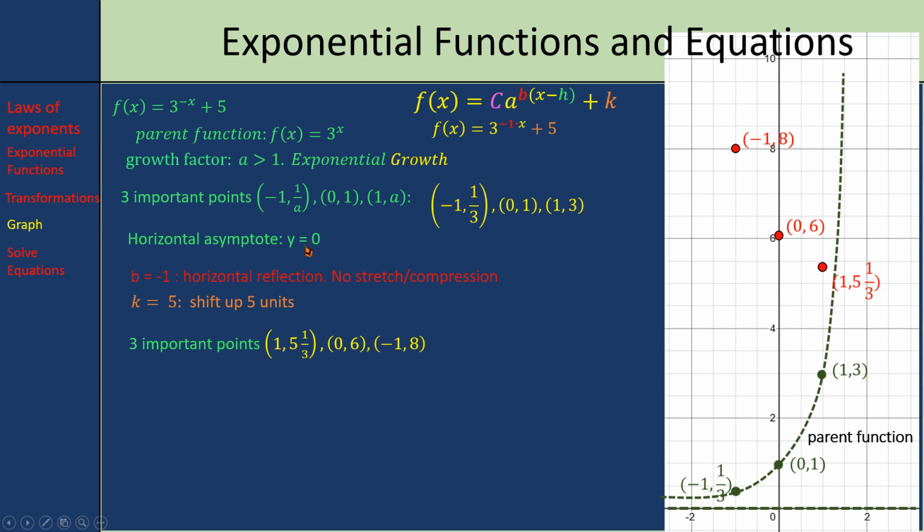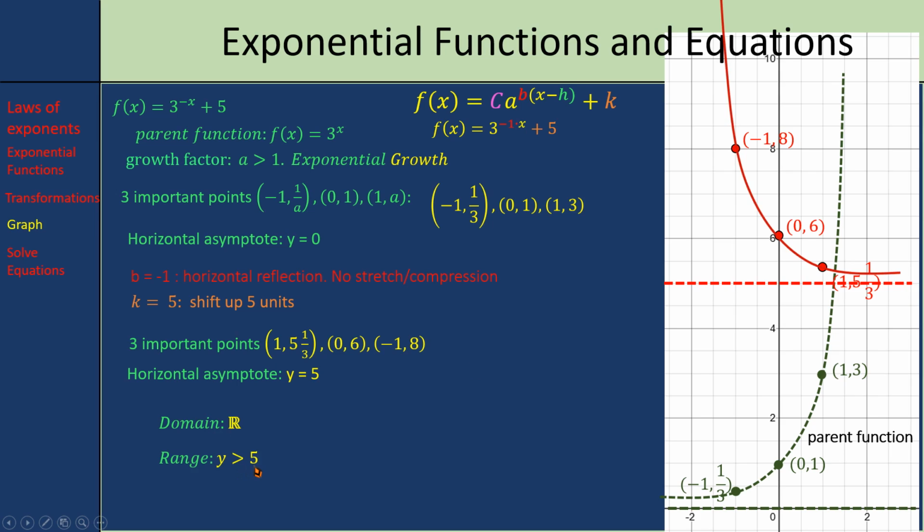Now the horizontal asymptote, that gets changed because you shift everything up by 5. So the horizontal asymptote is now y is equal to 5. There is my horizontal asymptote. Now I know the shape of my graph. It goes along here. So there's my graph. Domain, again, is always all real numbers. Range is y is larger than 5.